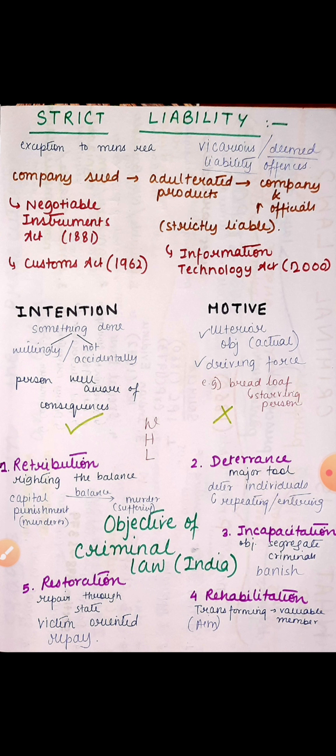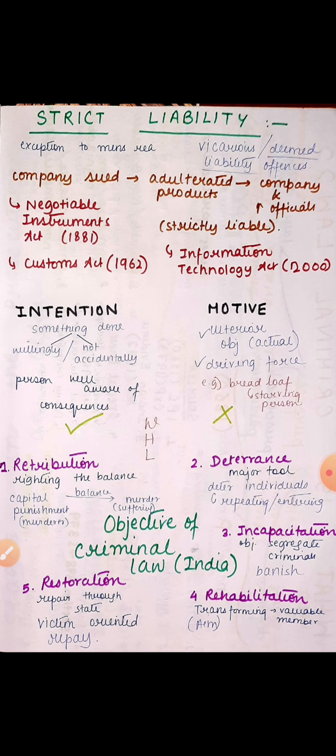The objective is to segregate criminals from the rest of society. For doing wrong things, they suffer a kind of banishment from society. They live in prisons, they are separated from mainstream individuals. That's incapacitation, the third objective of criminal law in India.